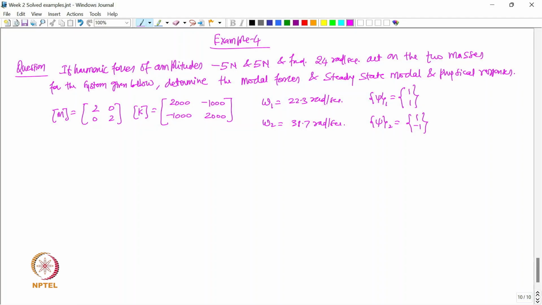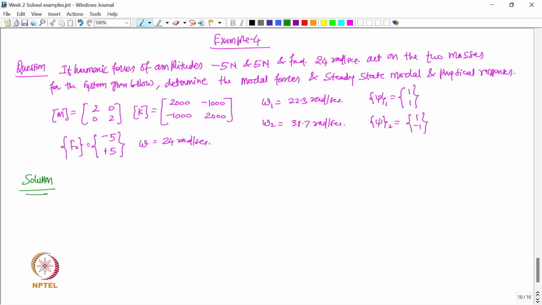And the force vector amplitude, which is given in the text of the problem, we can write that as minus phi and plus phi, and the excitation frequency omega is 24 radians per second. So, this is basically the problem. Let us solve this.